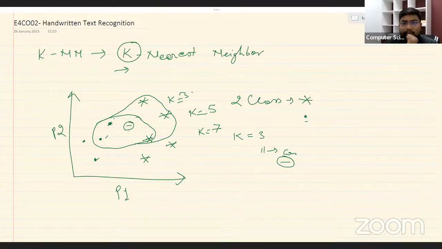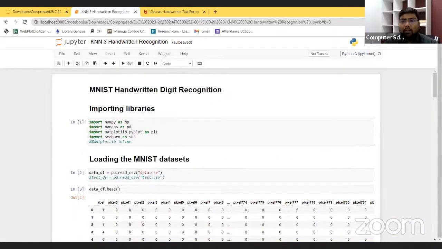So let me share my screen first. For demo purposes, we have identified the MNIST handwritten digit recognition, and in handwritten digit recognition there are 10 classes. You have to identify which particular digit a new instance or new test sample belongs to, either 0, 1, 2, 3, 4, 5, 6, 7, 8 or 9.